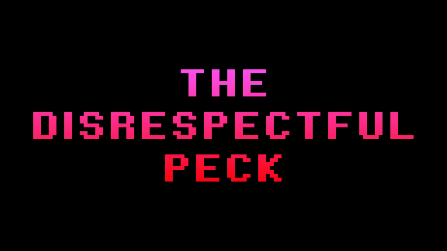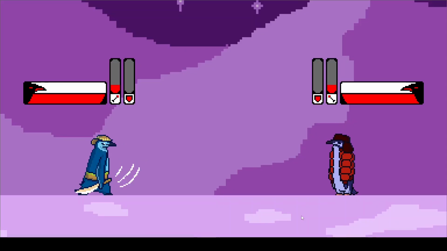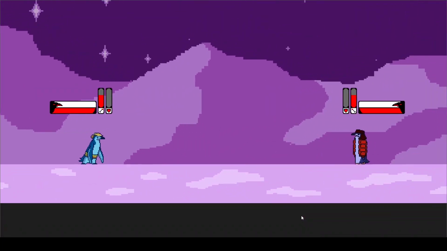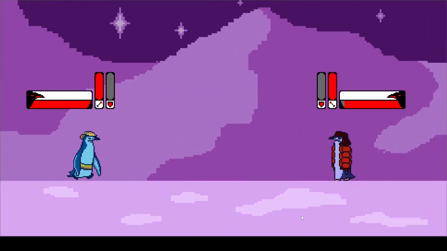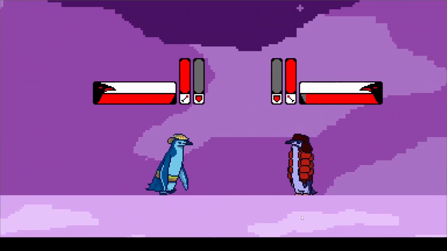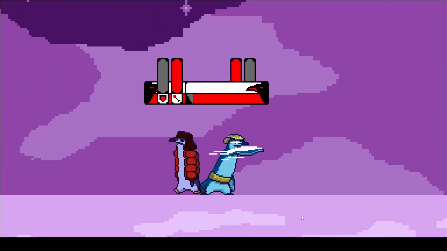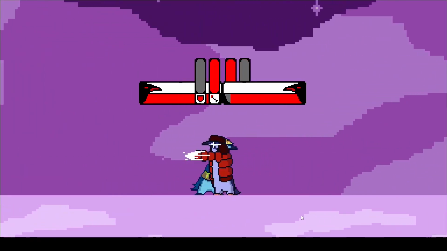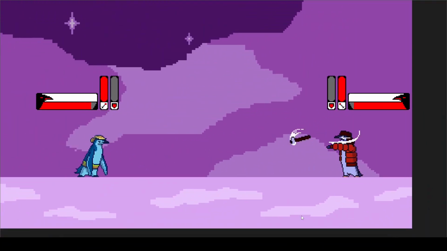Next bug. This bug was found by a friend of mine who is notoriously good at breaking games. My games specifically. And he was the one that coined the name Disrespectful Peck. This is the only instant kill bug in Flightless Fighters, and it has appeared throughout the game in various forms, but here's the gist. If one fighter attacks the other while they're moving, the attack will hit 1,000,000 times and kill them instantly. Upon discovering this bug, my friend immediately used it to beat my dad repeatedly, without telling him about the bug, which was really funny.